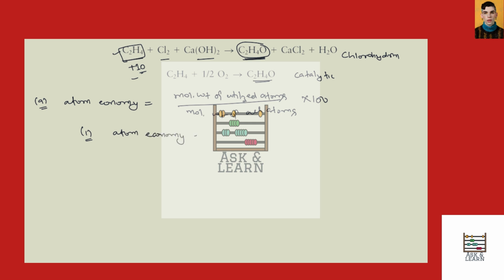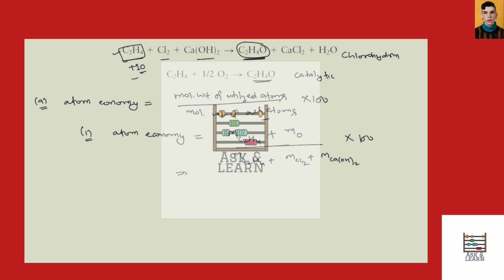we can write in the numerator the molecular weight of this C2H4 unit plus the atomic weight of one oxygen atom, which is what we require, and this is going to be divided by the molecular weight of all the atoms. So basically we can write the molecular weight of C2H4 plus molecular weight of Cl2 plus molecular weight of calcium hydroxide, multiplied by 100.